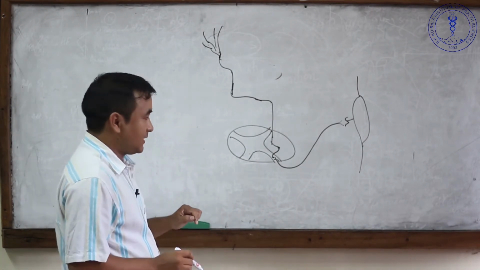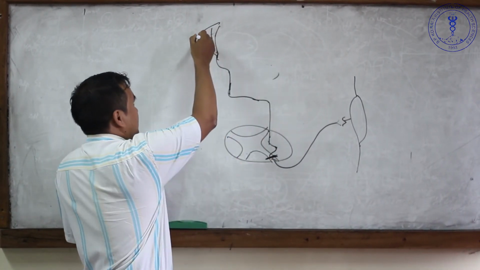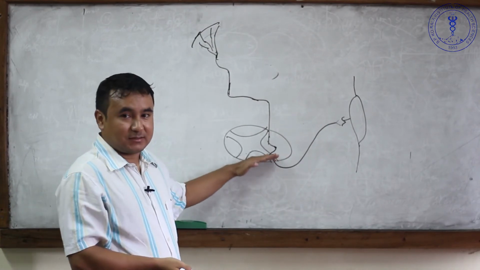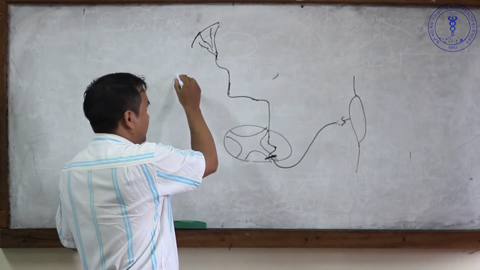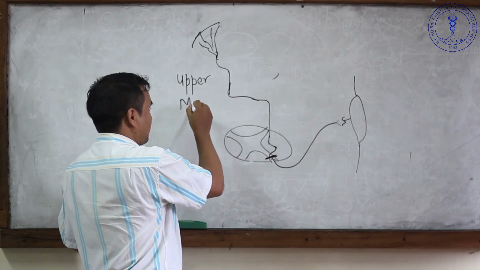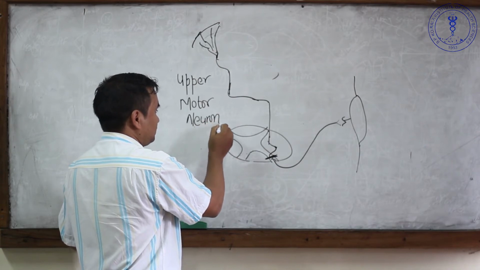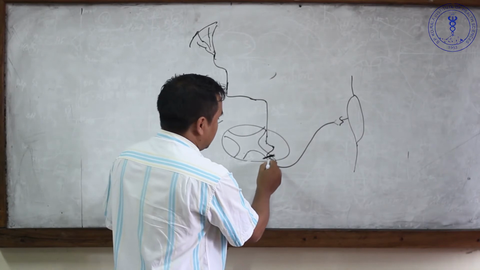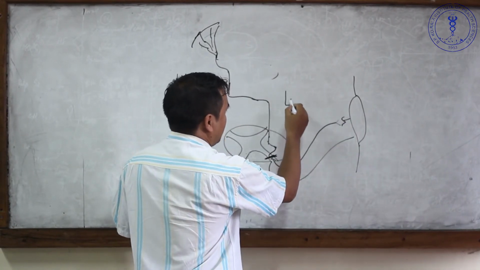So what we need to understand is that till this part, from here, that is from the cortex to the anterior horn cell, that is what we call the upper motor neuron. And from the anterior horn cells to the level of the muscle, what we call is the lower motor neuron.